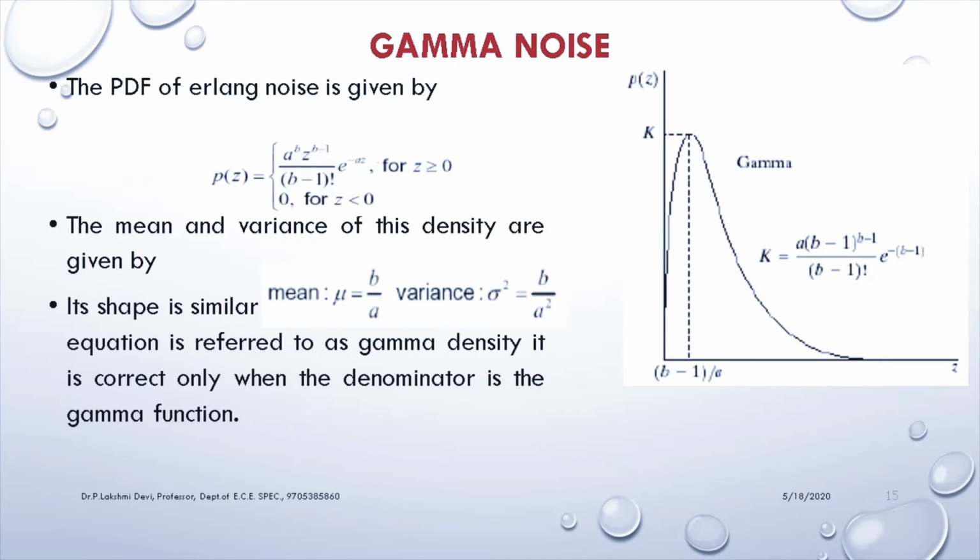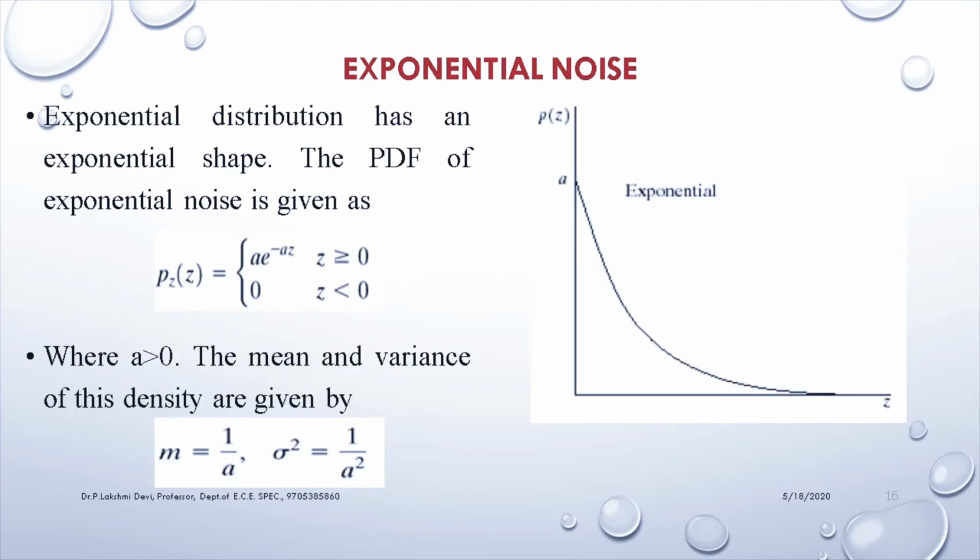Then coming to exponential noise. This is totally different as compared to the other noises and their probability distribution functions. Exponential decay and exponential rise: we come across these concepts in transients. So here the exponential distribution has an exponential shape. The probability distribution function of exponential noise is given by this shape here.